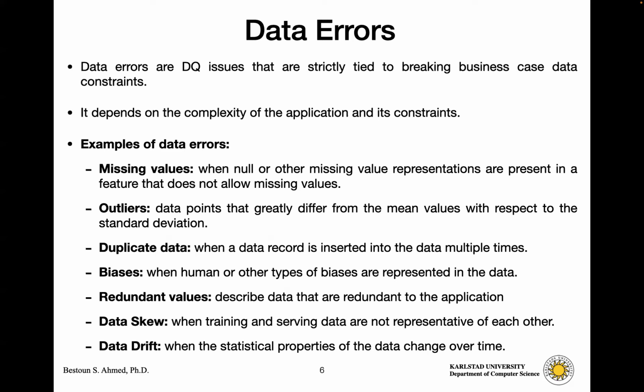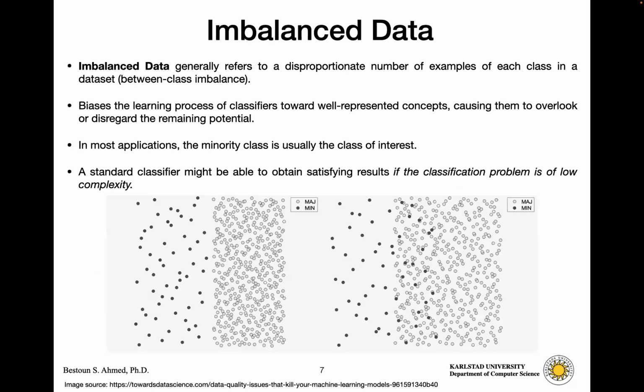Data skew, when training and serving data are not representative of each other. Data drift, also the change of the data. The data is changing after some time. For example, the weather data of this year is not like what we collected last year or before 10 years due to climate change. So you cannot use the weather data from before 10 years. It should be up to date.